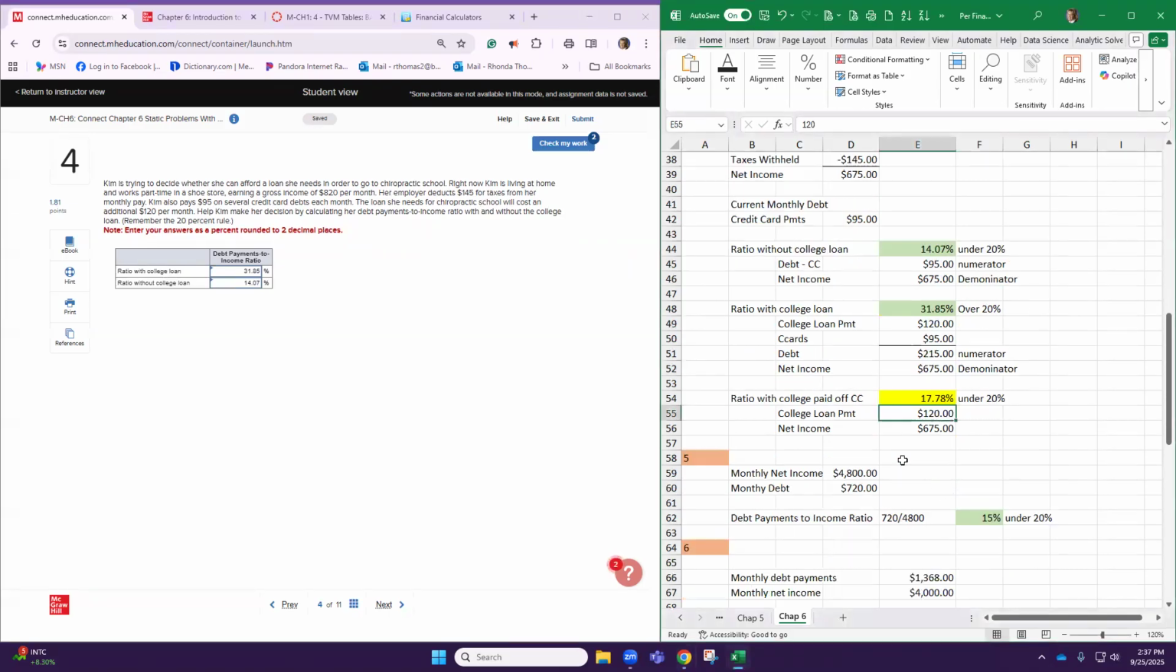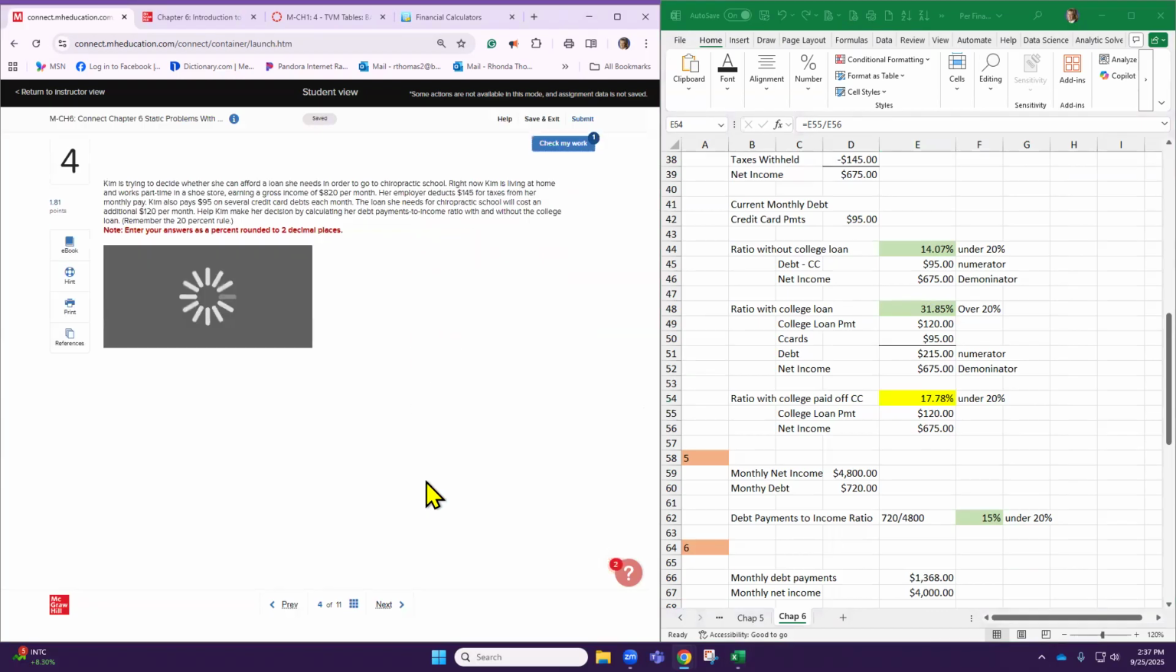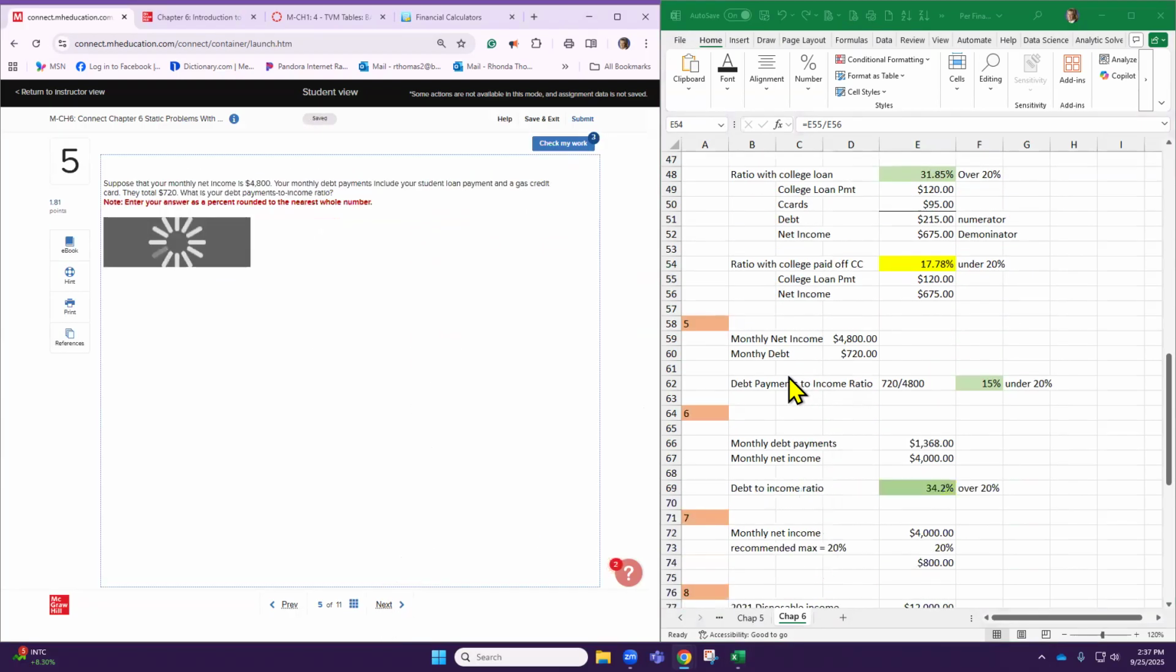So here I've got the third option, the loan divided by the net income that she has, and that amount would be under the 20%, but together they're over the 20%. Okay, sometimes you got to go into some debt in order to make more money. So, especially with school. All right, number 5.